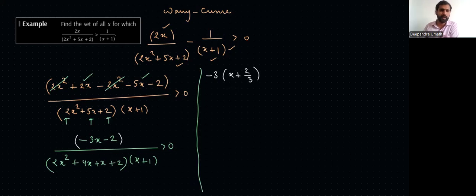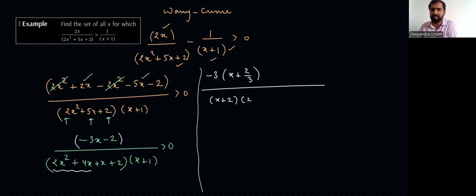In the denominator, from here, when you take 2x common, the factor is going to be x + 2. So one of the factors is going to be x + 2. And since you have taken 2x common, to make this as x + 2, I'll be taking 1 as common. So the other factor is going to be 2x + 1. And then, of course, you are left with x + 1. And this expression should be positive.